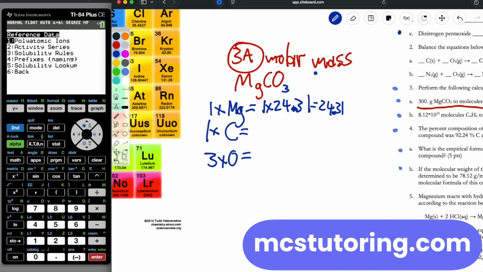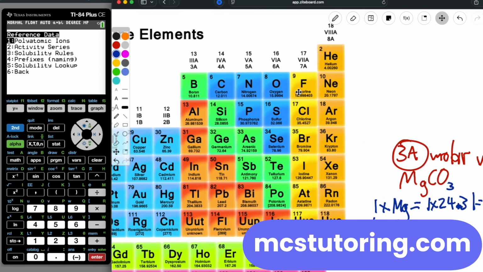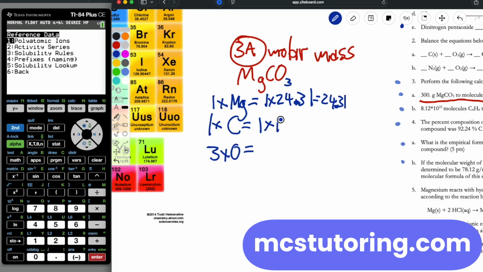Flame me in the comments if you're upset, which I understand. Okay, so carbon, I'm pretty sure is 12. Looks like it's going to be 12.01. We'll put the 12.01. So 1 times 12.01 is 12.01. And then 3 times oxygen is going to be 3 times, and I already know it, it's 16. So it rounds up to 16. 3 times 16 is 48. And again, if your periodic table has slightly different numbers, you're going to be okay.